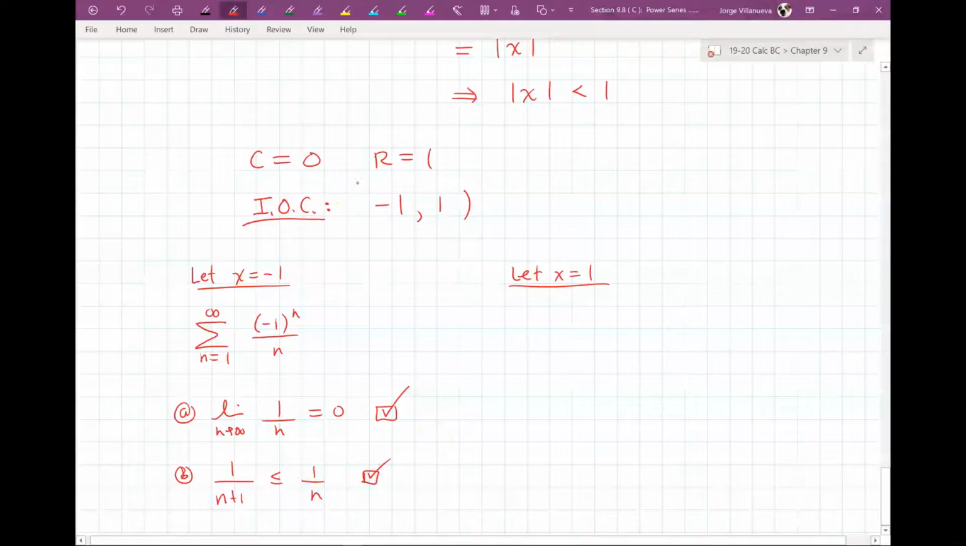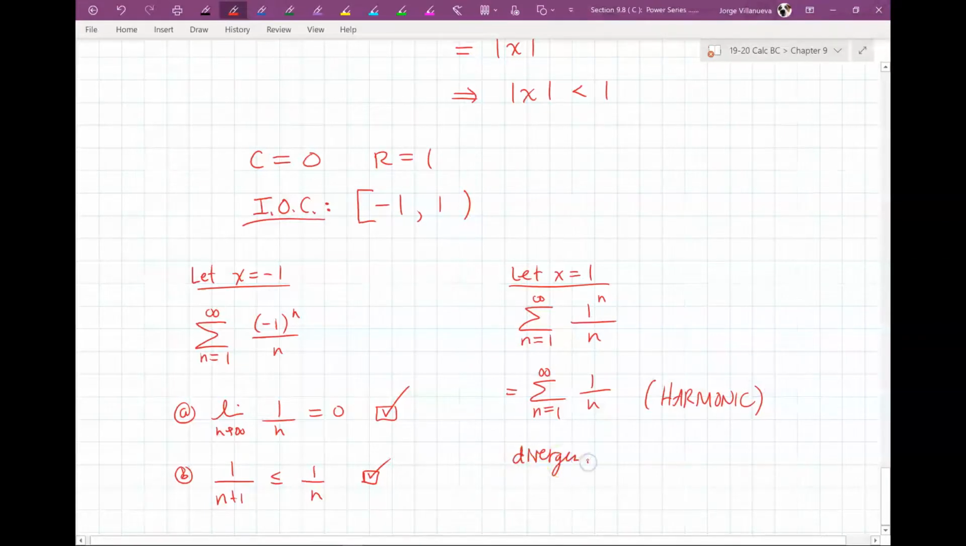So let me write a bracket on negative 1. Now let's try again. n goes from 1 to infinity of, if x is 1, it's 1 to the n over n. What's 1 to the nth? That's just 1. So yeah, this is a harmonic series, right? And what does a harmonic series do? It always diverges. So there's my interval of convergence for part A.